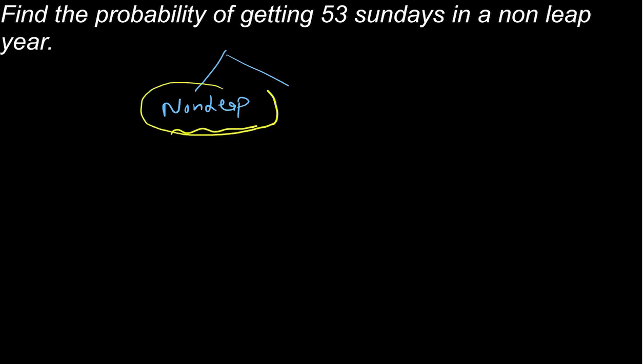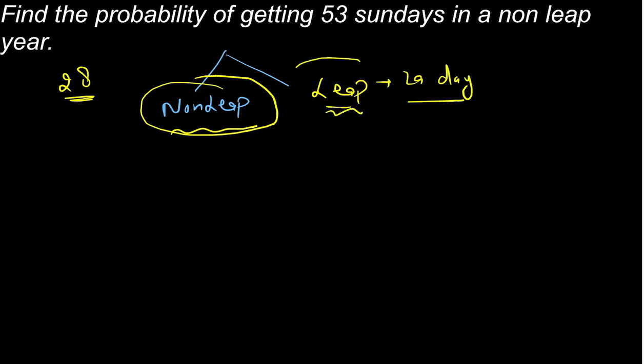Find the probability of getting 53 Sundays in a non-leap year. Okay, so this is a very general question actually. What are leap years and non-leap years? So let me tell you this first. A non-leap year is what? Where there is a February of 28 days, and in a leap year obviously February is of 29 days.